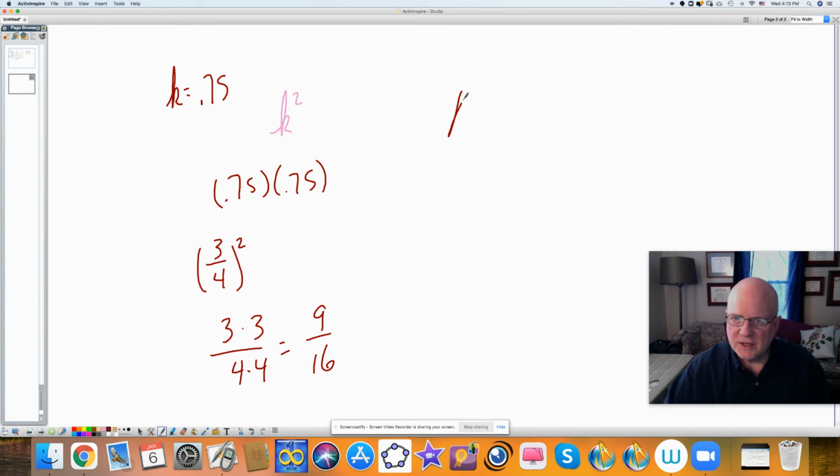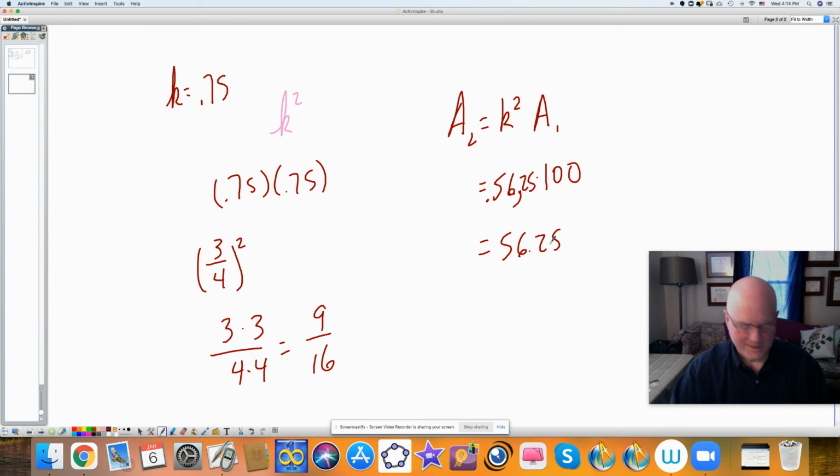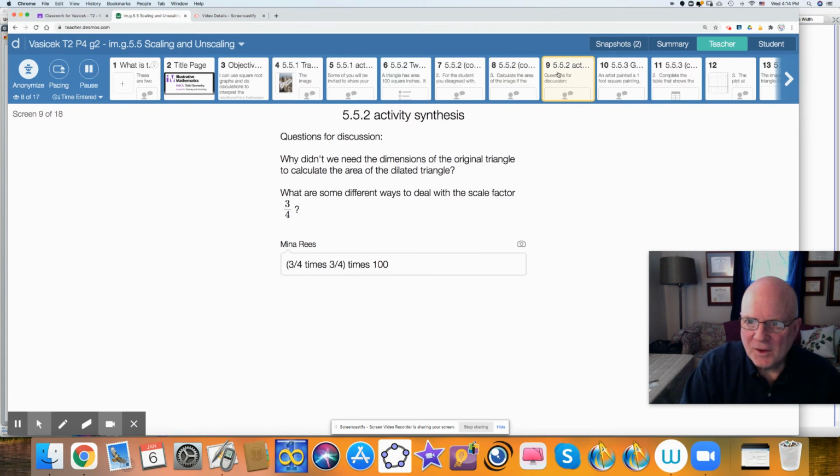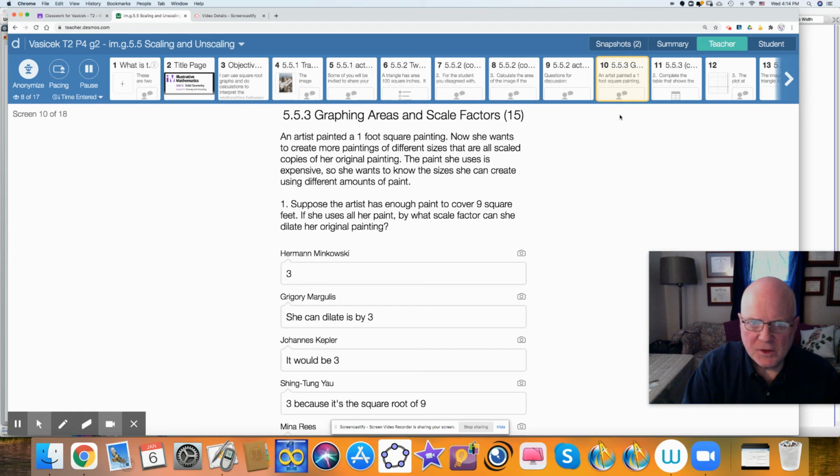To get to our second area, we have to do k squared times area 1. Our area 1 was 100. So when we multiply that times 0.5625, we get 56.25. Okay. Questions or discussion? Here we go.